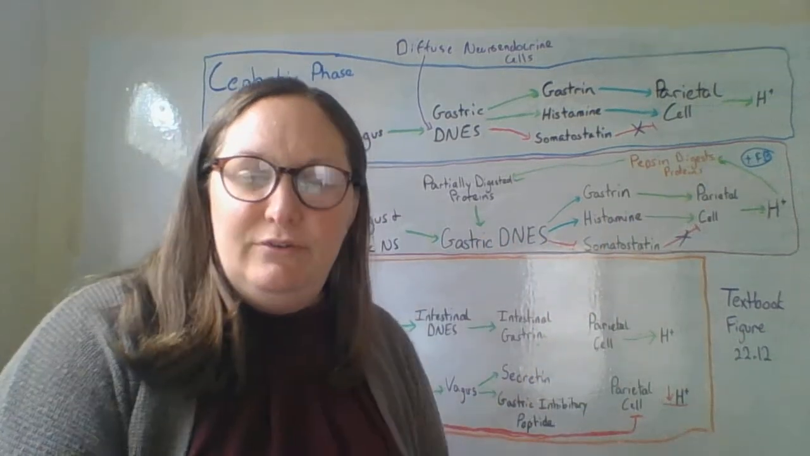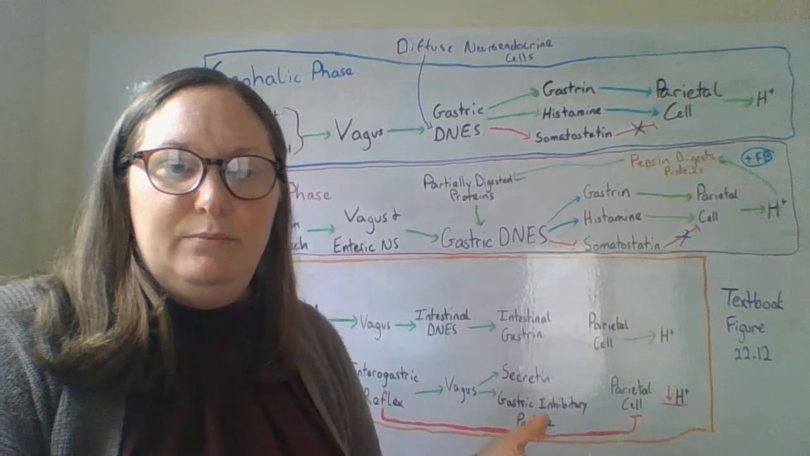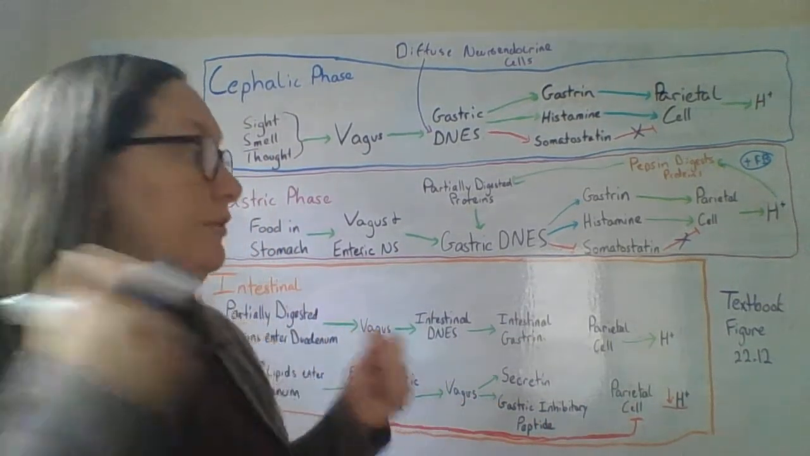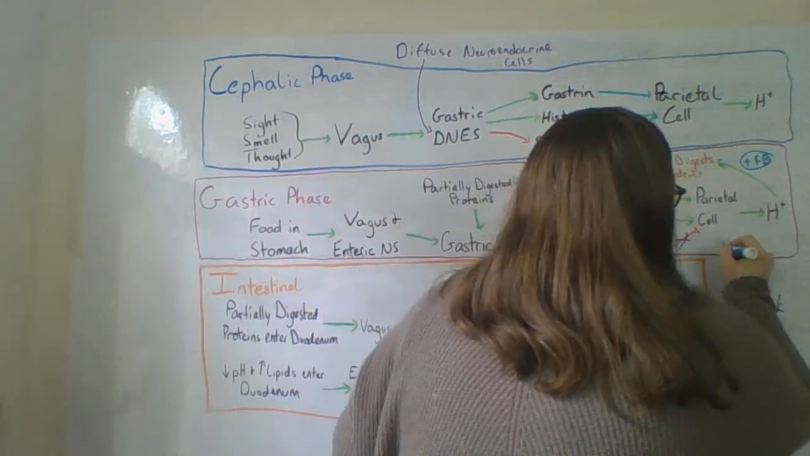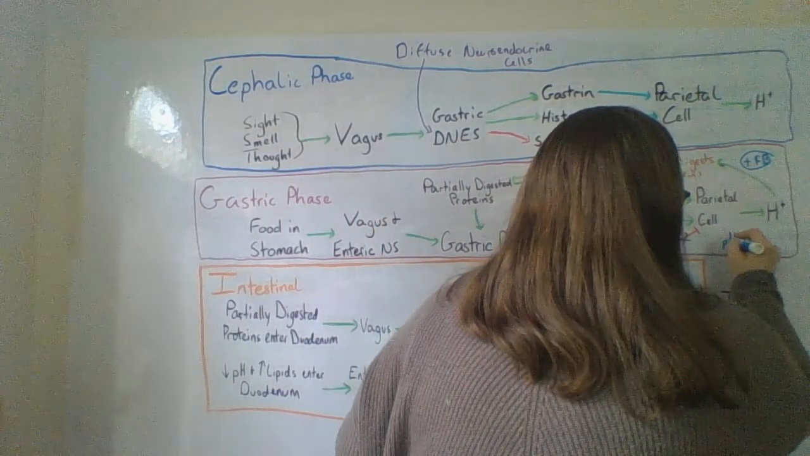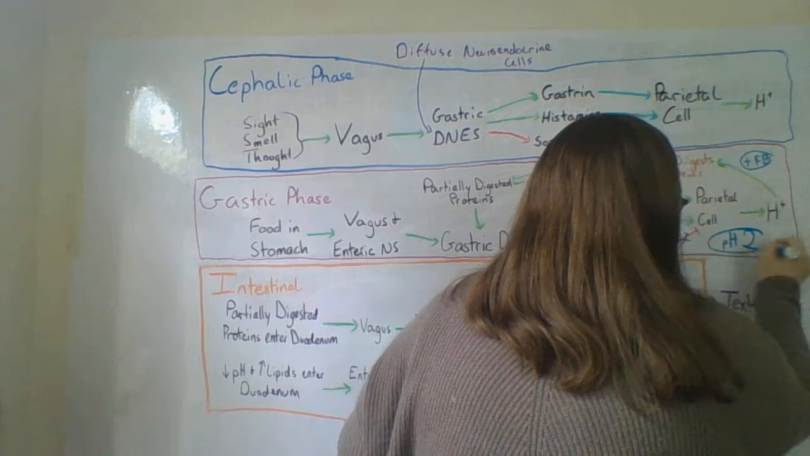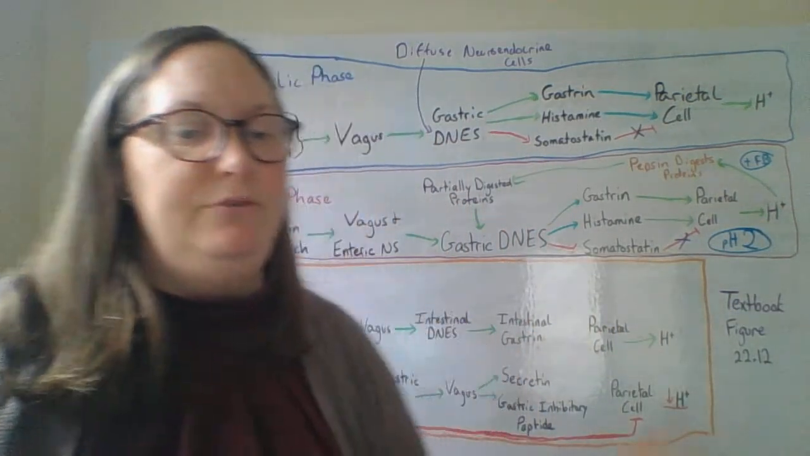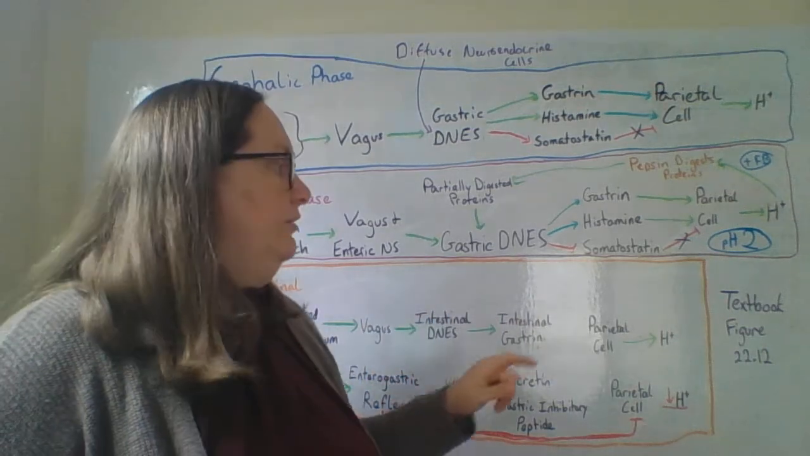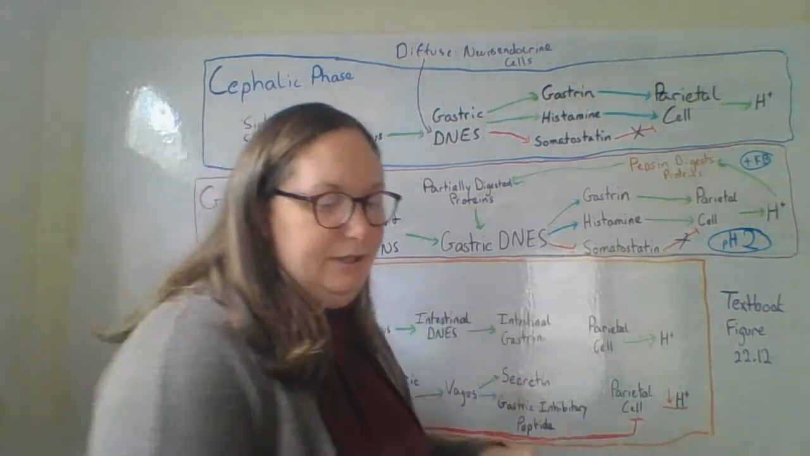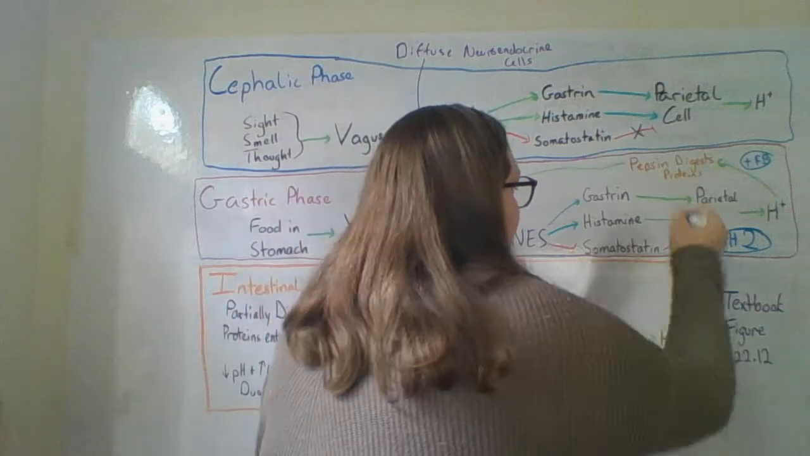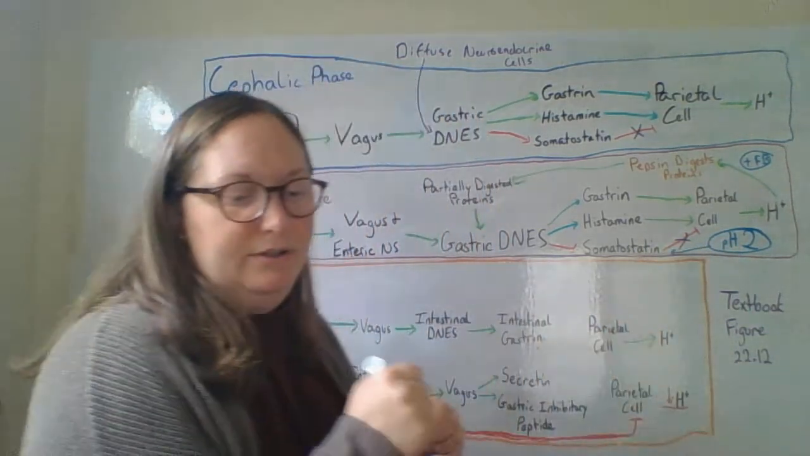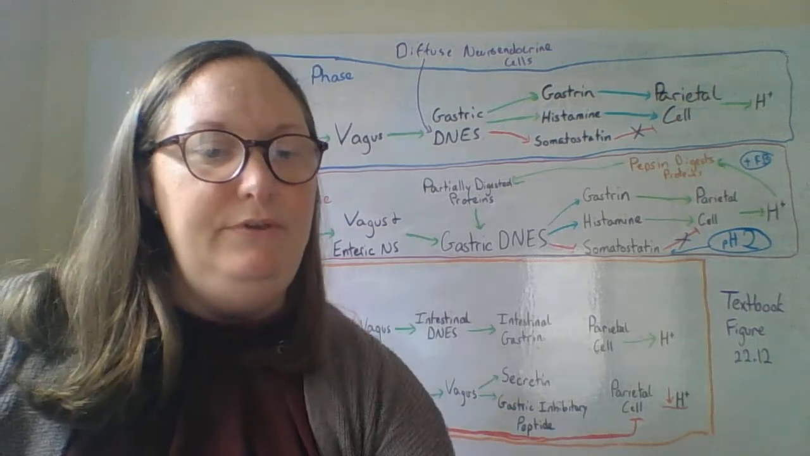Now, is that going to go on forever? Like, would the pH get very low? And it does get very low. But once it reaches a pH of 2, then you have somatostatin activated. So at a pH of 2, somatostatin will get activated and hydrogen ion secretion will decrease. Does that make sense?